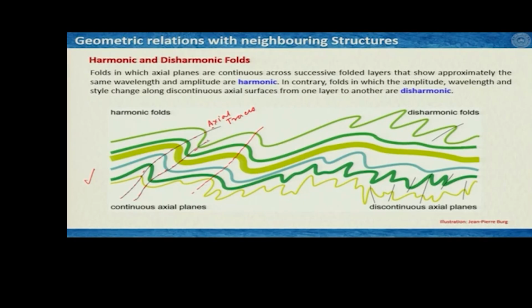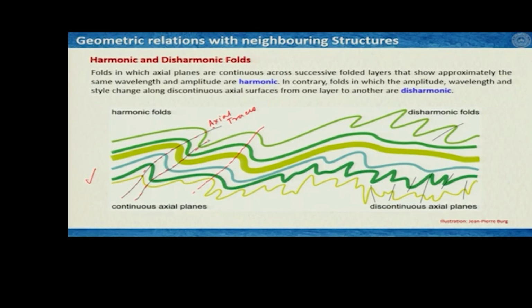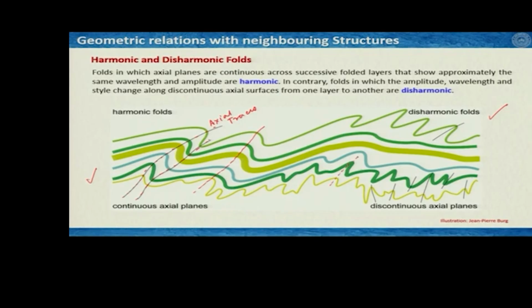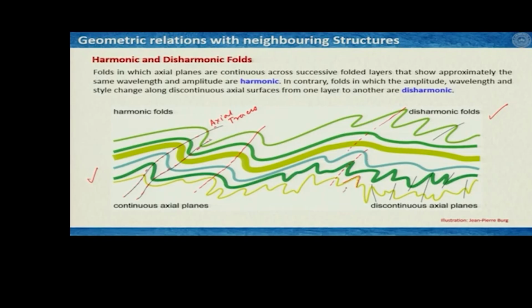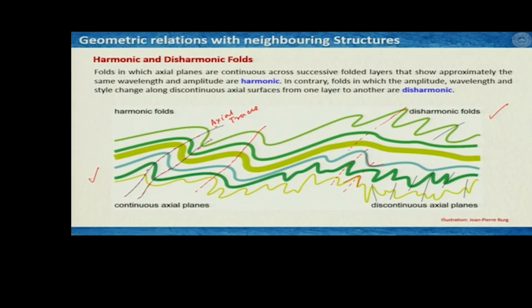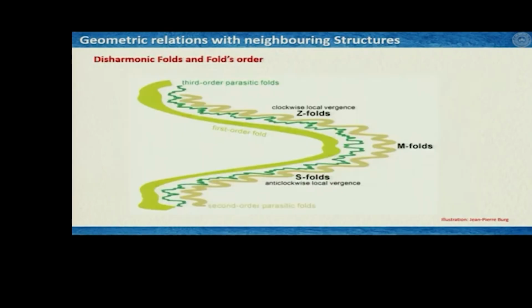However, in contrary, folds in which the amplitude, wavelength and style of the folded layers change along discontinuous axial surfaces from one layer to another are disharmonic folds, as you can see here on the right side of this illustration. You cannot connect them. You can connect these three, but then it is here. So, there is a discontinuity, there is a disharmony. Here, for example, you see an antiform, and if you try to connect it, you arrive at a synform. All these things are a little jumbled up, and therefore they do not have any harmony in these folded layers, and we call them disharmonic folds. So, we learnt what is harmonic and what is disharmonic fold.